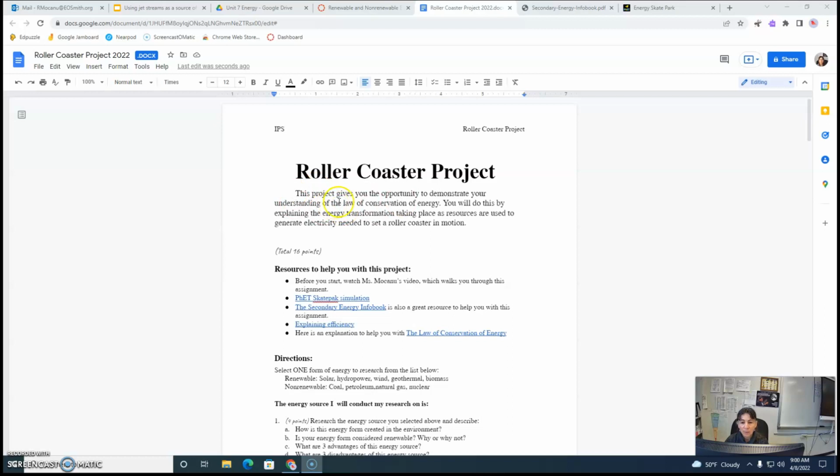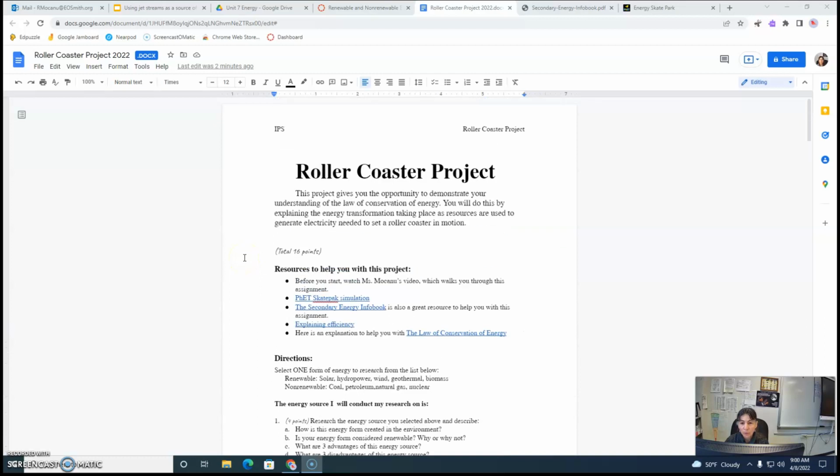To sum it up, in this project you are going to be given the opportunity to demonstrate your understanding of the law of conservation of energy. This is a summative project. Instead of a test, this is your project, so it's worth 16 points. Let's look into it and see what you need to do.